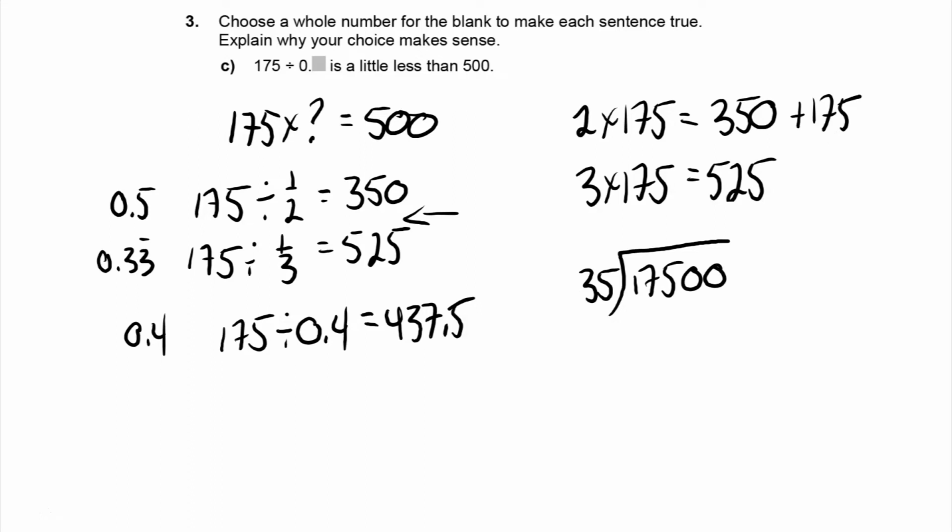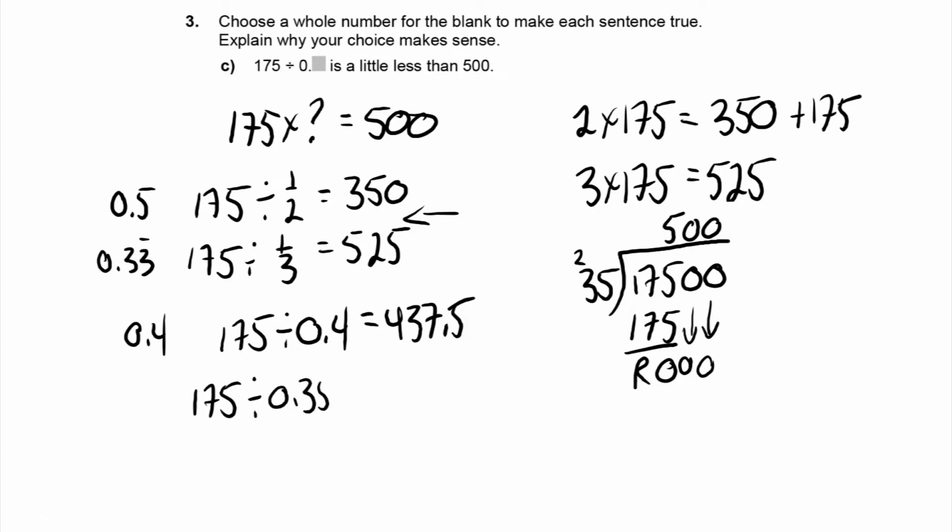35 into 175. I'm going to take a guess. If I've got 30 times 5, that would be 150. So that sounds like I'm in the right ballpark. So let's say 5 times 5 is 25. 2 to carry. 3 times 5 is 15 plus 2 is 17. 0 remainder. And obviously, no matter how many zeros I bring down, it continues to be 0 remainder. So 175 divided by 0.35 is exactly equal to 500.